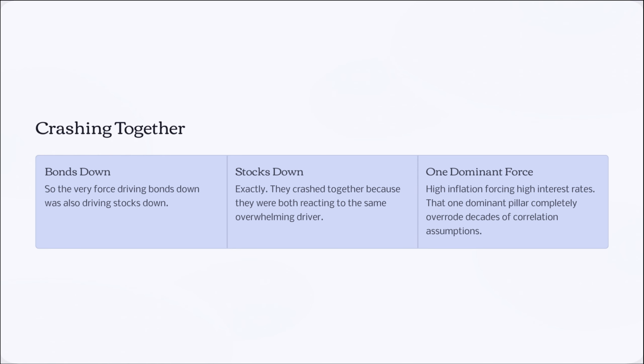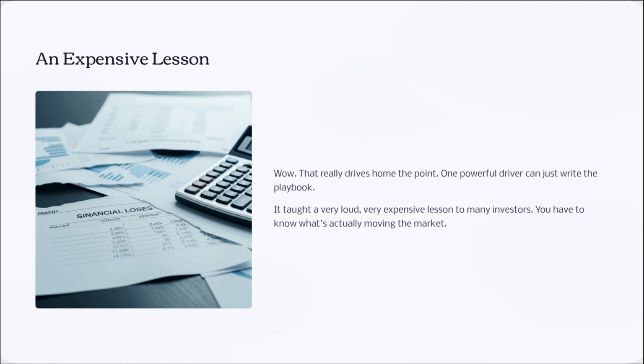Exactly. They crashed together because they were both reacting negatively to the same overwhelming driver. High inflation forcing high interest rates. That one dominant pillar completely overrode decades of correlation assumptions. Wow. That really drives home the point. One powerful driver can just rewrite the playbook. It taught a very loud, very expensive lesson to many investors. You have to know what's actually moving the market.